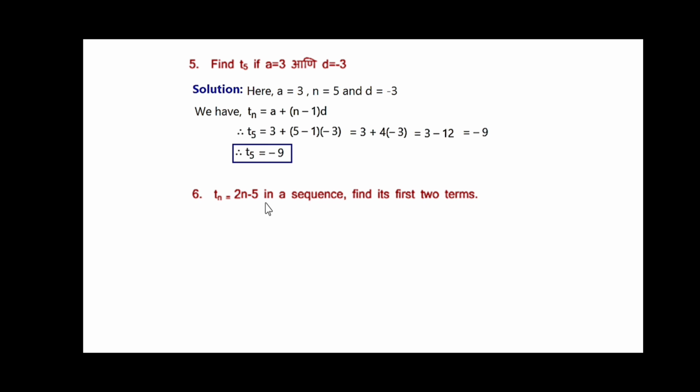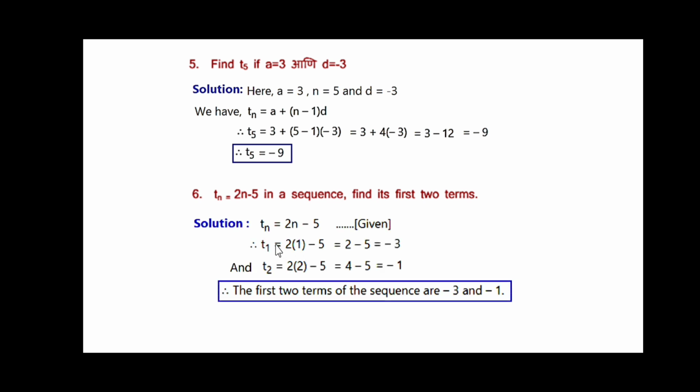Tn is equal to 2n minus 5 in a sequence. Find the first two terms. So friends, here it is given that Tn is equal to 2n minus 5. For the first term, n is equal to 1. So T1 is equal to 2 into bracket 1, the n value is again 1, minus 5. 2 ones are 2, minus 5, that is minus 3. For the second term, n is equal to 2. So T2 is equal to 2 into bracket 2, here 2 is the n value, minus 5. 2 twos are 4, minus 5, that is minus 1. So the first two terms of the given sequence are minus 3 and minus 1.